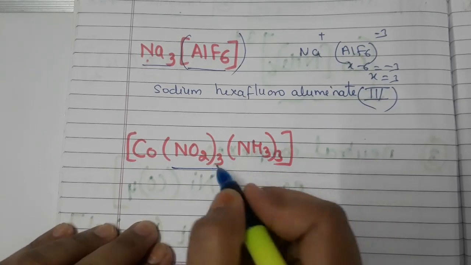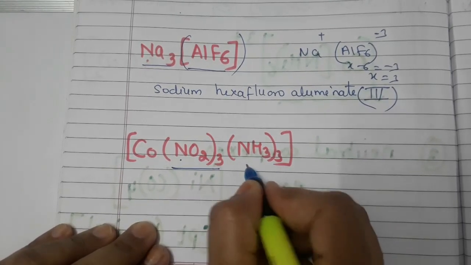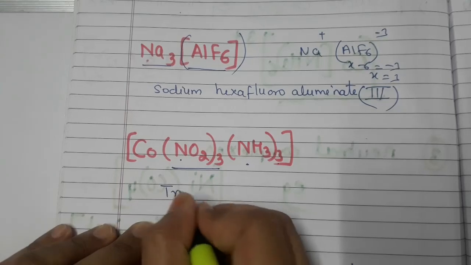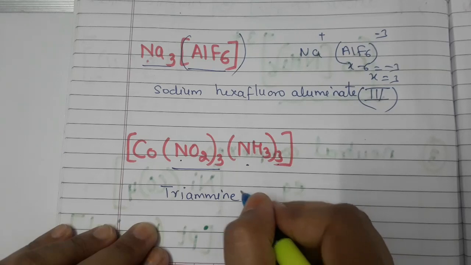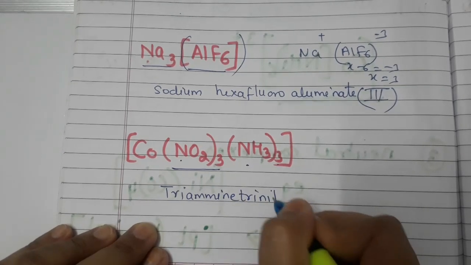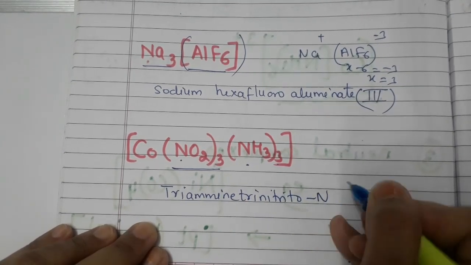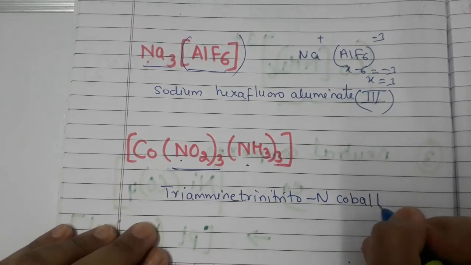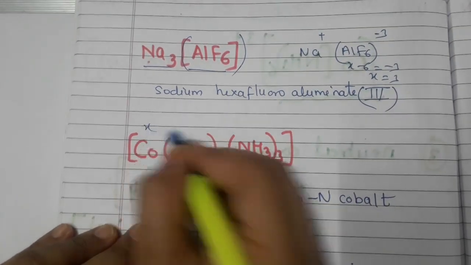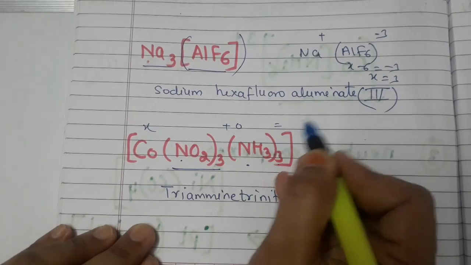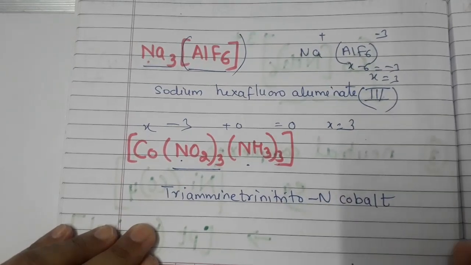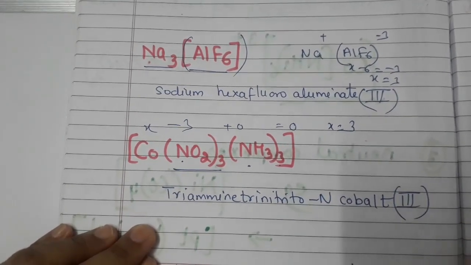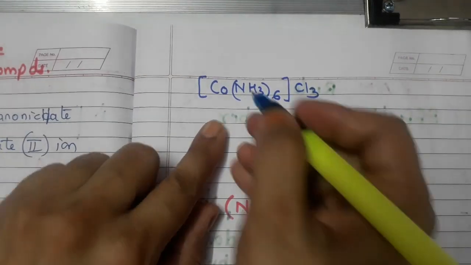It is nitrito N, and it is amine, but it is tri. So I'll write triamine, nitrito N, cobalt. Now what is the oxidation state of cobalt over here? X. This is 0, full complex, no charge. So X is equal to 3. So I'll write here 3. Now we have only 2 examples left now.